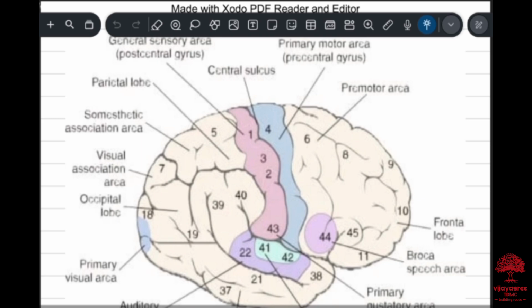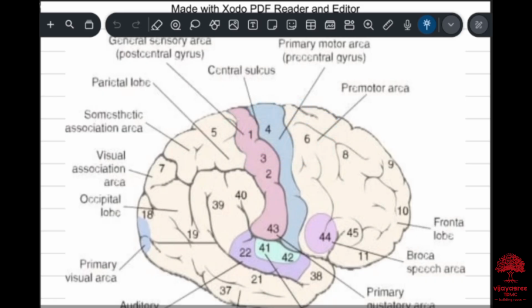Then comes the superior and middle frontal gyri. That is the area number 6. This is the superior and middle frontal gyri. This is the premotor cortex. Its function is planning and coordination of the voluntary movements. This is the primary motor area and this is the premotor area.